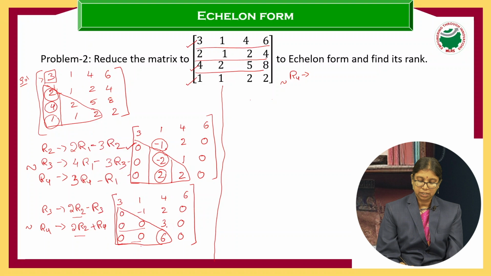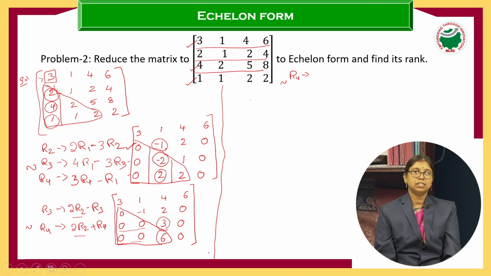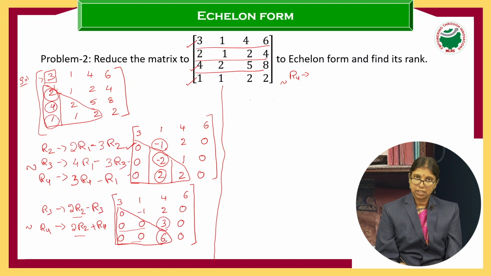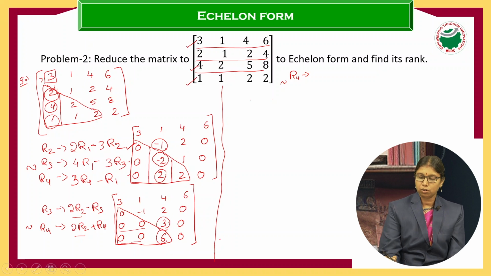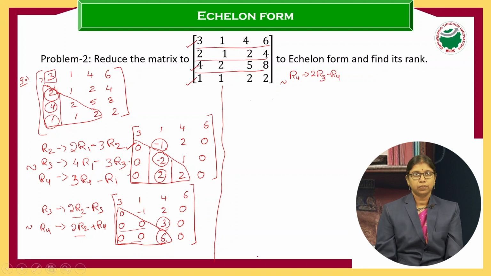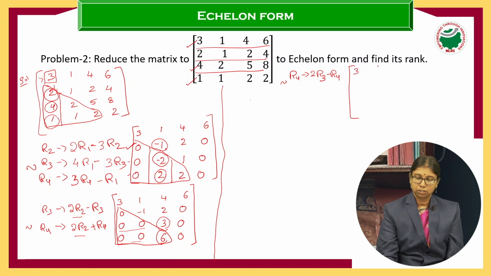In R3, the corresponding value is 3. Here I have 6. If you multiply R3 with 2, then 6 minus 6, you will get 0. That means your row operation is to multiply the third row with 2 and subtract from the fourth row. We are not changing the first 3 rows. First write down the first 3 rows: 3, 1, 4, 6, 0, minus 1, 2, 0, 0, 0, 3, 0.